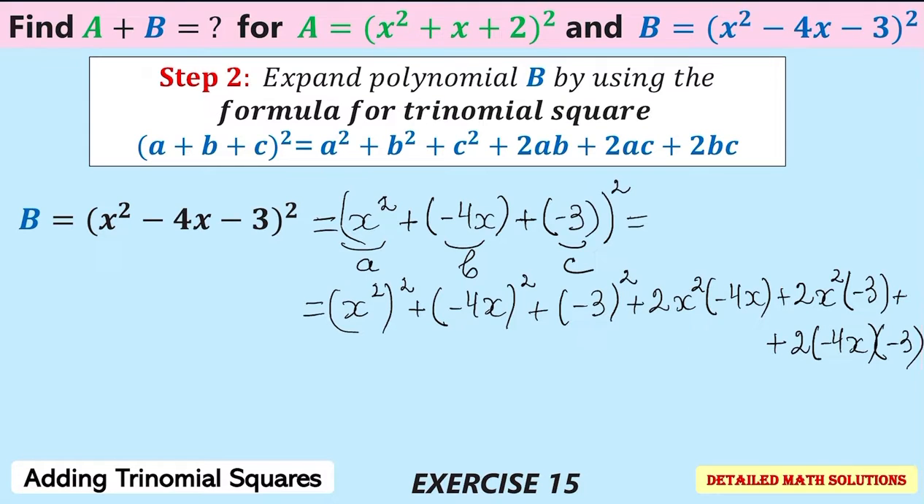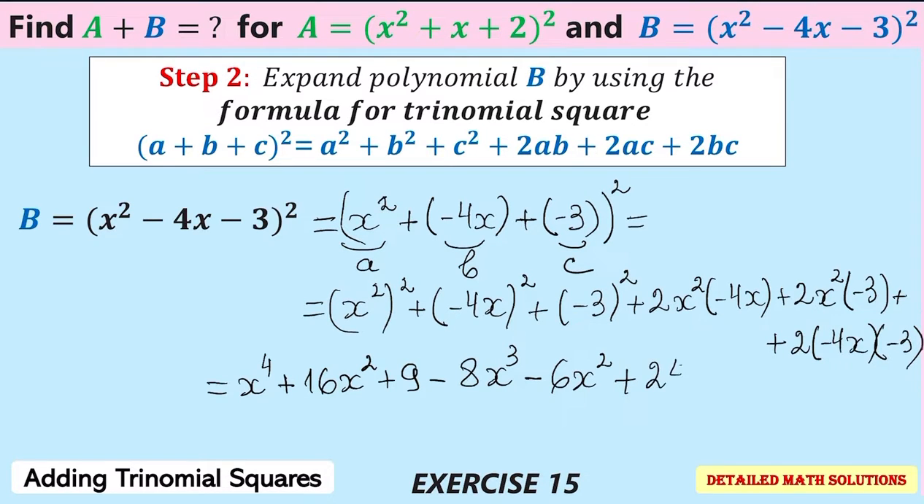When I simplify further, I get x to the fourth power plus 16x squared plus 9 minus 8x to the third power minus 6x squared plus 24x. Again, I can simplify further by adding the like terms 16x squared and negative 6x squared and rewriting the rest of the terms.